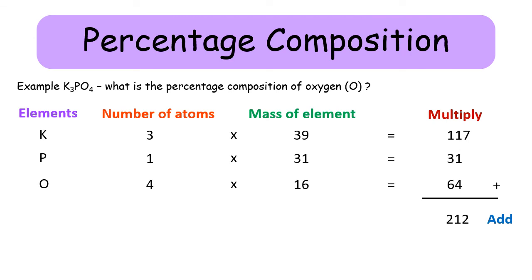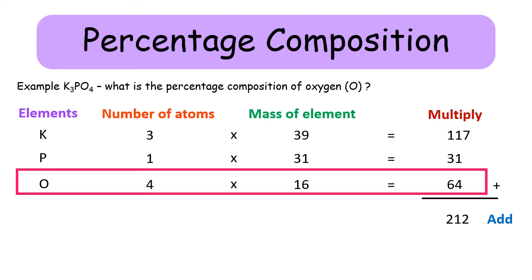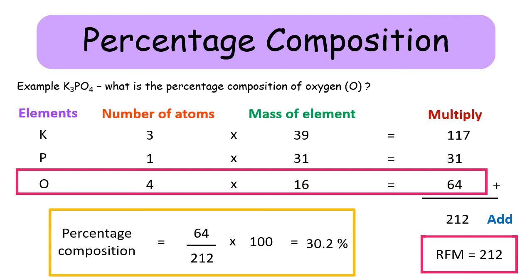Now, we were asked to work out the percentage composition of oxygen, so we're caring about the line containing oxygen. The total mass of oxygen is going to be that 64, the final thing. Our formula mass is 212. So we're going to use our formula, total mass of element divided by formula mass multiplied by 100. So 64 divided by 212 multiplied by 100 gives us 30.2, and again that has been rounded to 1 decimal place.